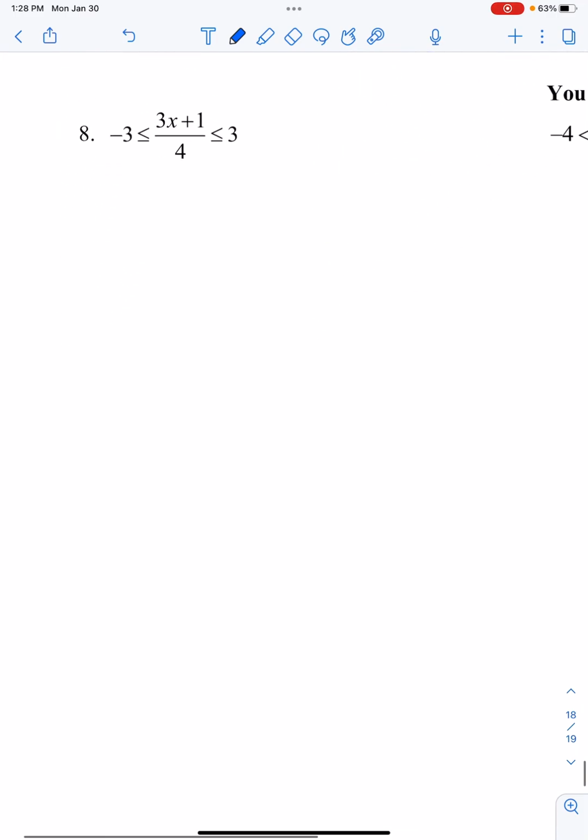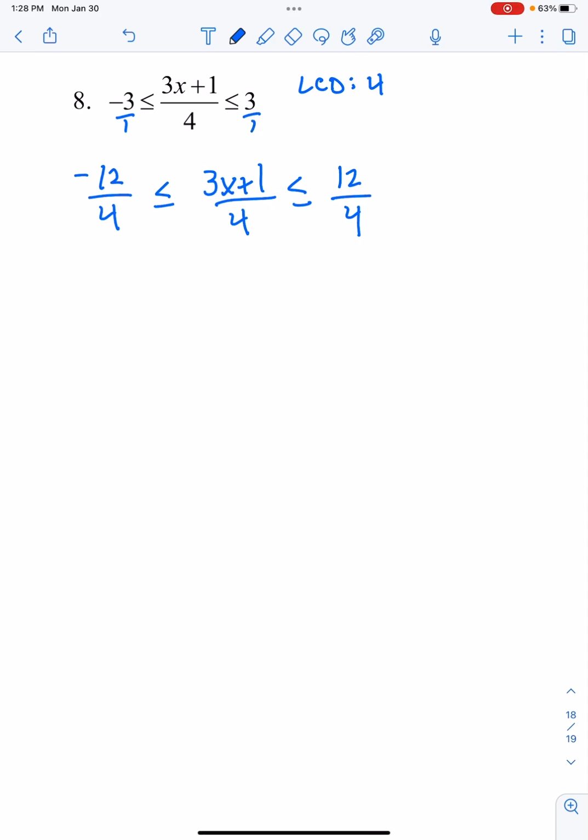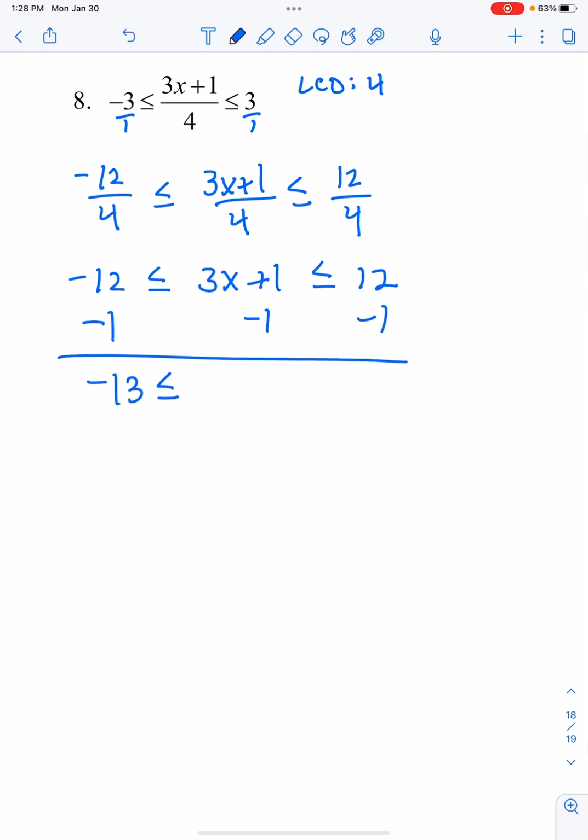Problem 8. I would start out by producing an LCD of 4. So I would say negative 12/4 is less than or equal to 3x plus 1 over 4 is less than or equal to 12/4, because these are both over 1. Now I can take the top. Negative 12 is less than or equal to 3x plus 1, less than or equal to 12. Subtract my 1 everywhere. Negative 13 is less than or equal to 3x is less than or equal to 11.